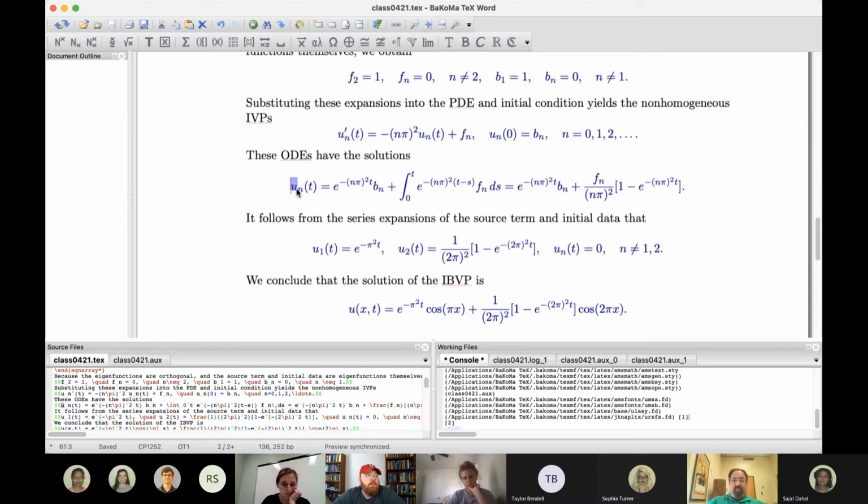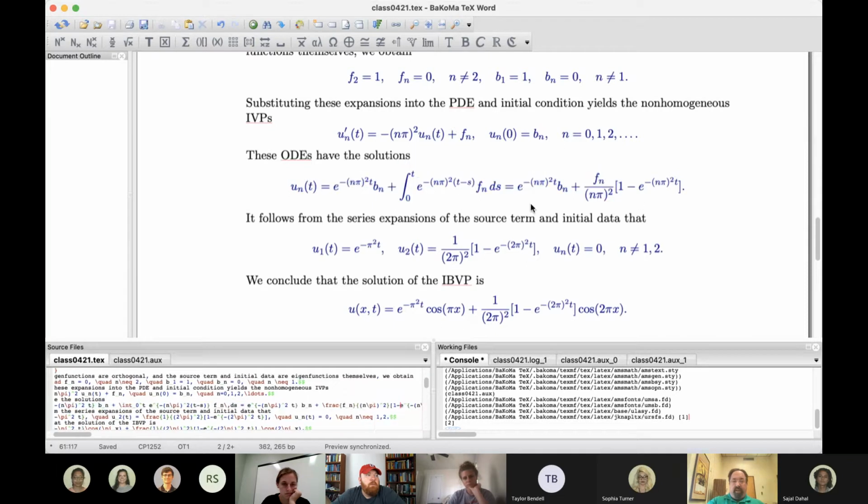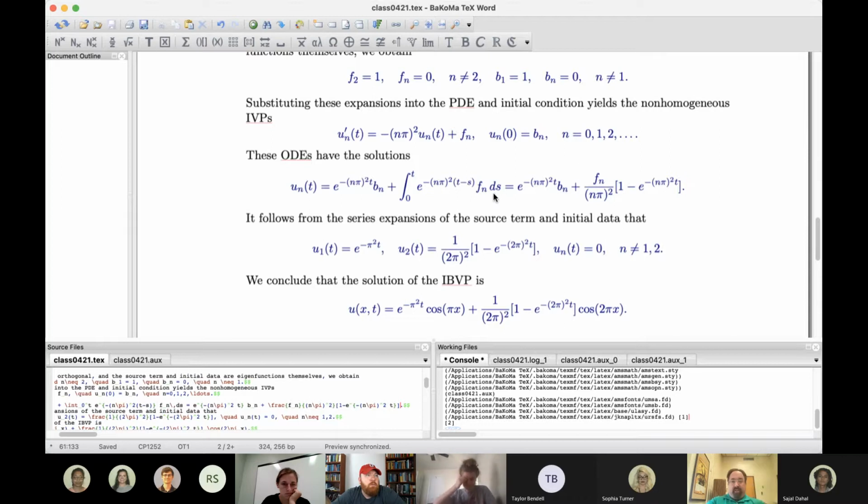So this right here is your key. This is how you get this formula, based on the coefficients of your initial data and source term in the basis of eigenfunctions. I should mention it's a little simpler in this case, just because each Fn is a constant. That's because the source term in this problem does not depend on t.